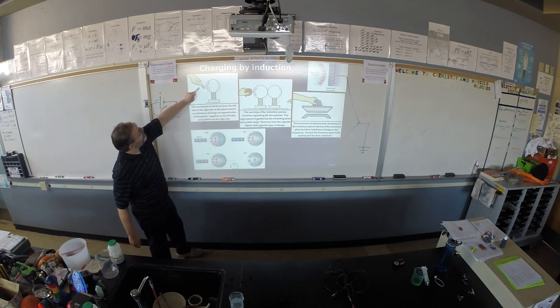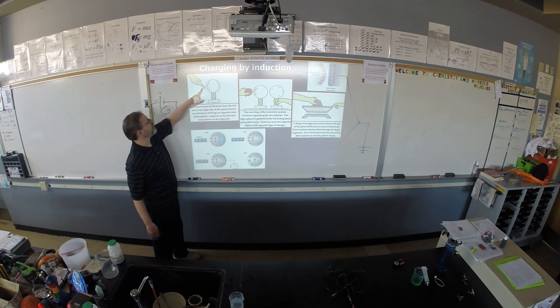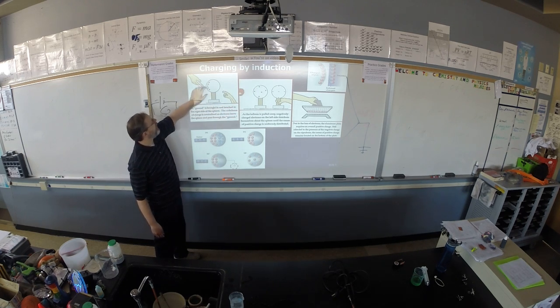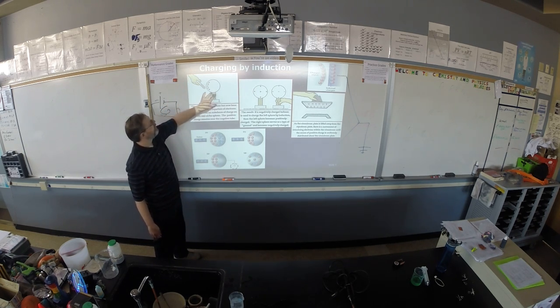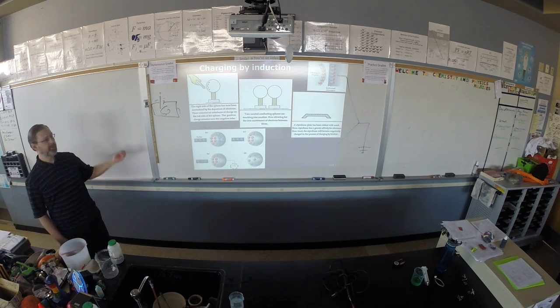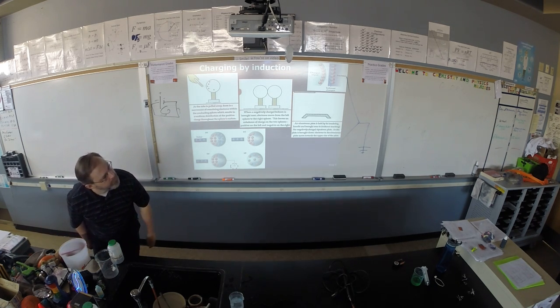You bring a charged object to a neutral object. In this case, the charged object is negative. Positives are attracted to negative. You partially ground the negatives. So now when you remove the charged object, the remaining object stays positive. You're going to be doing this in the electroscope lab, which is Thursday.